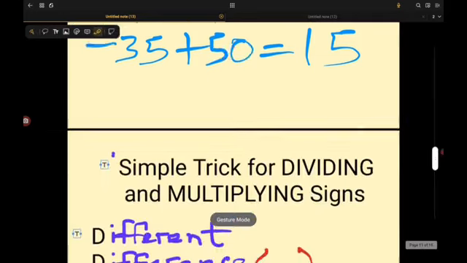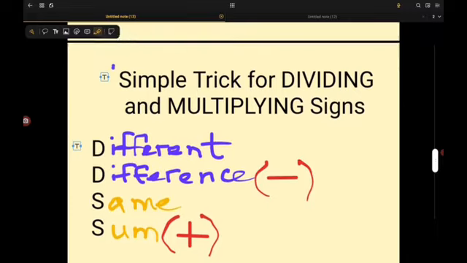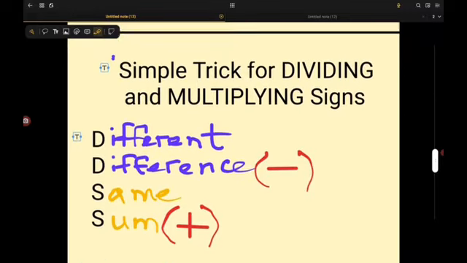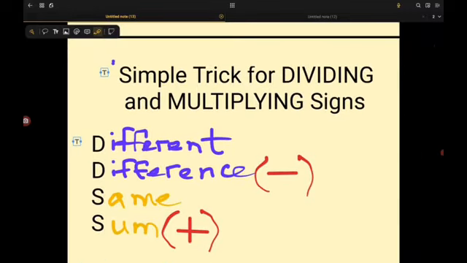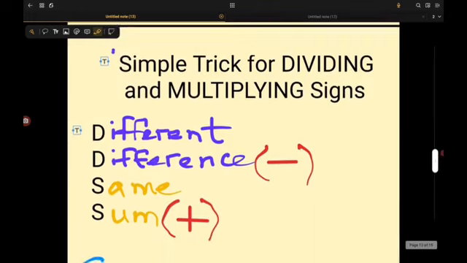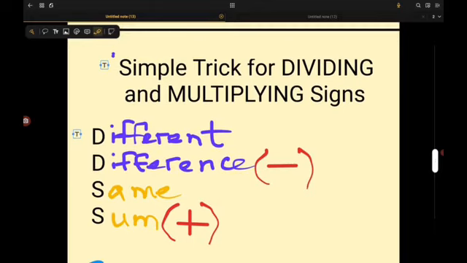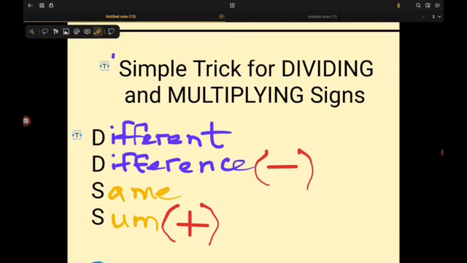So yeah, we've gotten to the simple trick I promised. I promised to show you a simple trick, and this is the trick. Or call it a rule.